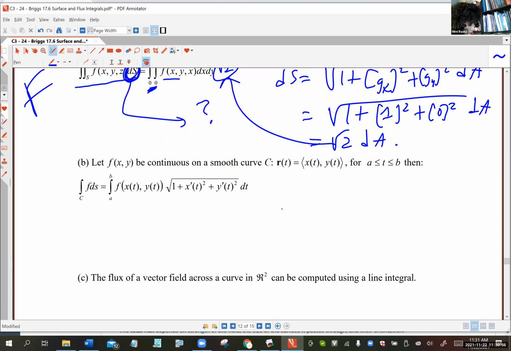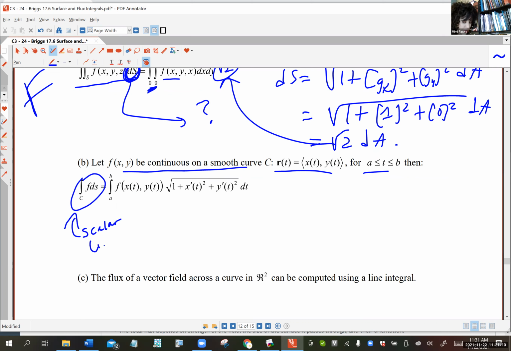Letter B. Suppose you've got a function that's continuous on a smooth curve, and the curve is parameterized by some vector valued function where time goes from a to b seconds. Then this line integral, remember this is a scalar line integral, you should be familiar with that. Well, we didn't cover scalar line integrals in this section. We were doing flux integrals. I know, but this is kind of review. We're doing a lot of weird integrals in this chapter. Is this legit? Turning it into a regular integral.